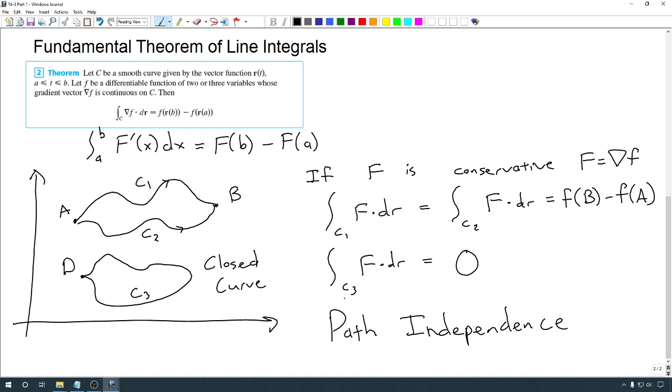One thing that may not be clear right away, though, is that we only really need to look at closed curves to actually specify that these are path independent. Because if I were to look at these two integrals over C1 and C2, if I only know that the integral over any closed curve is 0, then I could take the curve where I start at A, follow C2, and then follow backwards along C1.